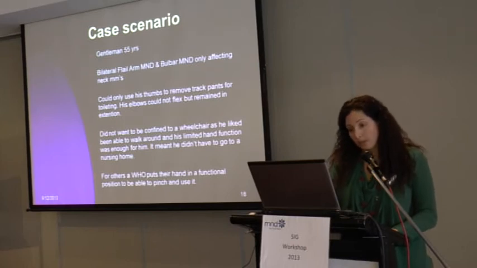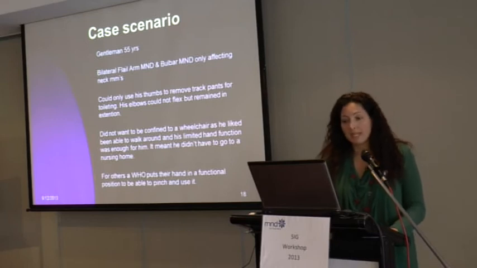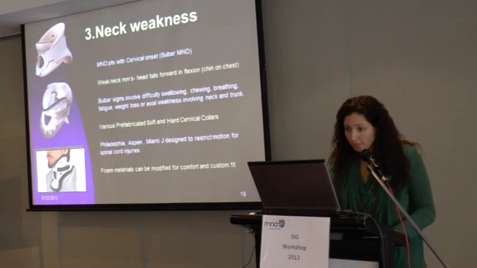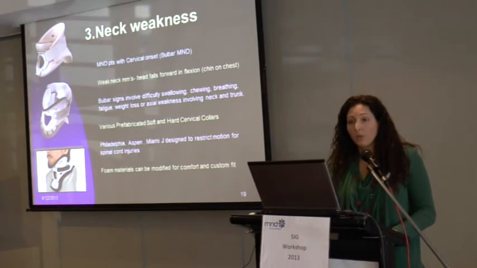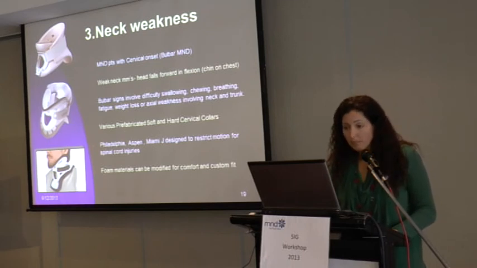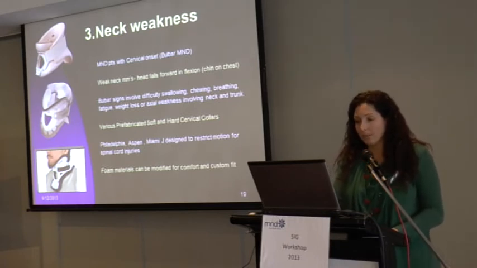For others, a wrist hand orthosis puts the hand in a functional position just to give them that ability to pinch and hold objects. Okay, the next thing we treat is neck weakness. So motor neuron disease patients with cervical onset, which is usually bulbar onset, have weak neck muscles. Their head falls forward into a flexed position with the chin on the chest. Bulbar signs involve difficulty swallowing, chewing, breathing, fatigue, weight loss, axial weakness involving neck and trunk muscles.